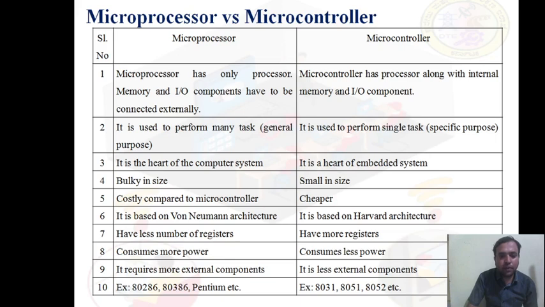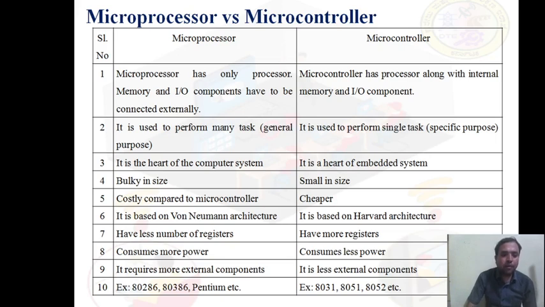As microprocessor is general purpose, it consumes more power, and as microcontroller is made for a specific task, it consumes less power. Microprocessor requires more external components. Why? Because microprocessor has only a processor in it. The other components must be connected externally, whereas for microcontroller we require fewer external components as it includes all the necessary components inside the chip only.